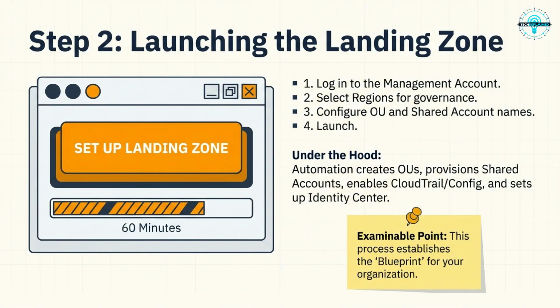Step 2 is where the magic happens, launching your landing zone. Once your prerequisites are ready, you head into the AWS Control Tower console and kick off the setup. You'll configure your home region, confirm your email addresses, and then Control Tower takes over. It automatically creates your OU structure, provisions the log archive and audit accounts, enables CloudTrail across all accounts, sets up AWS Config, and deploys a baseline set of mandatory controls. This whole process typically takes about 30 to 60 minutes. And here's the key exam concept. Control Tower uses AWS Service Catalog in the background to provision all of this.